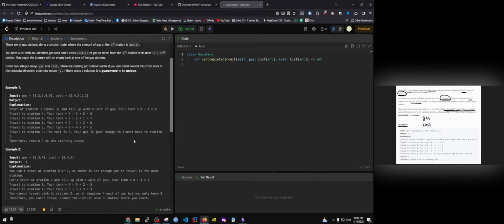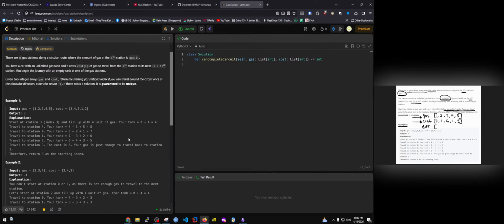So I'm going to take these two input arrays and draw them on top of each other because that makes it a lot easier to visualize what's going on. So I've lined the arrays with each other. Now let's actually look at the differences, right? So we have our gas, right? Gas is good because it lets us move to the next position. Cost is bad because we have to spend gas to be able to move to the next position.